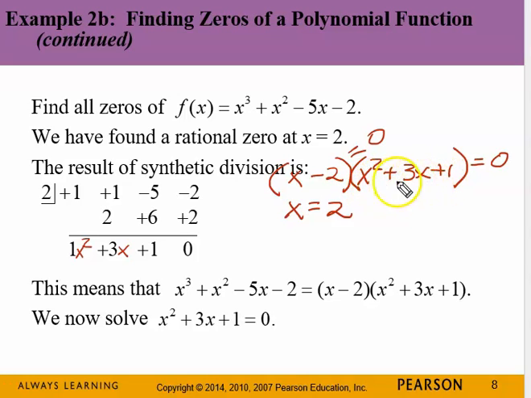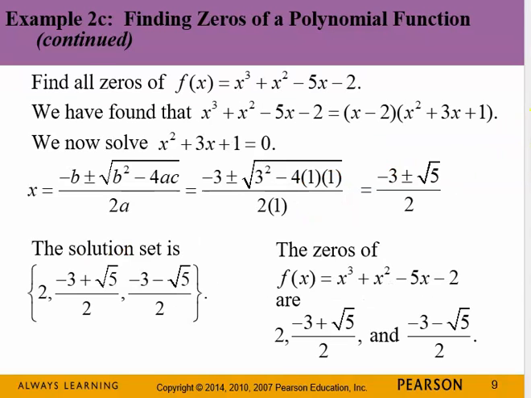Well, we can take this, and is it factorable? And the answer is no. So what do we do then to find what x is in this portion? Well, here we have to use the quadratic formula. And we've done this before. Our a is 1, our b is 3, and our c is 1. Substituting that into the quadratic formula, we get this.